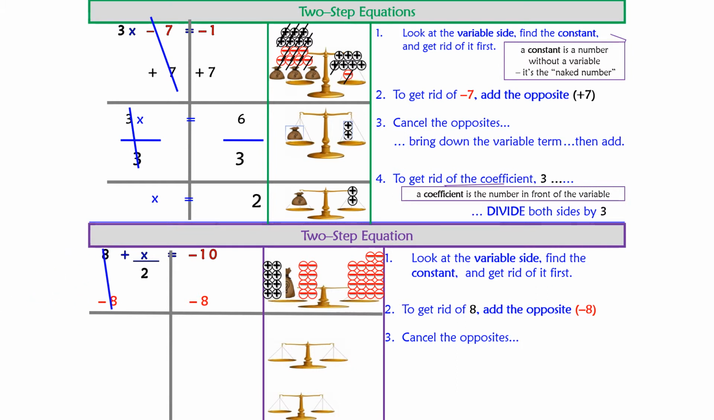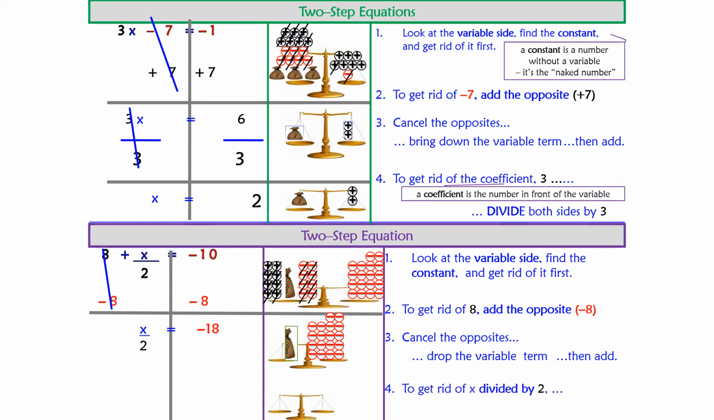Now, the positive 8 and the negative 8 on the variable side of the equation are going to cancel, and that's going to leave only x divided by 2. And now on the right-hand side, we're going to add negative 10 to negative 8, and we're going to get negative 18. At this point, we're down to a one-step equation.